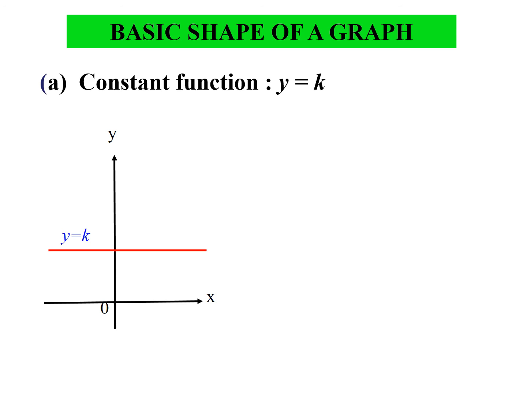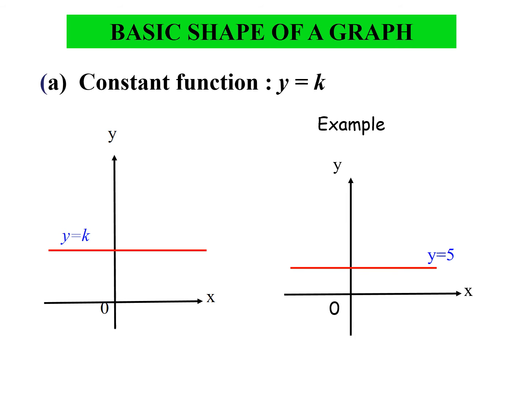Okay, for example, we want to draw y equals 5. So y equals 5 is positive, which means it's above the x-axis. So then it will show like this. This is the graph of y equals 5.